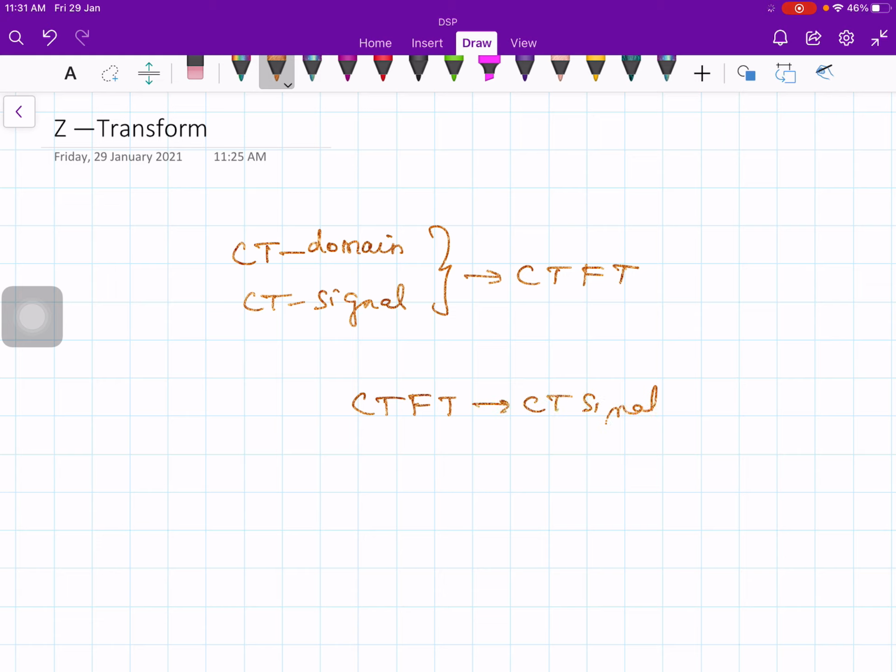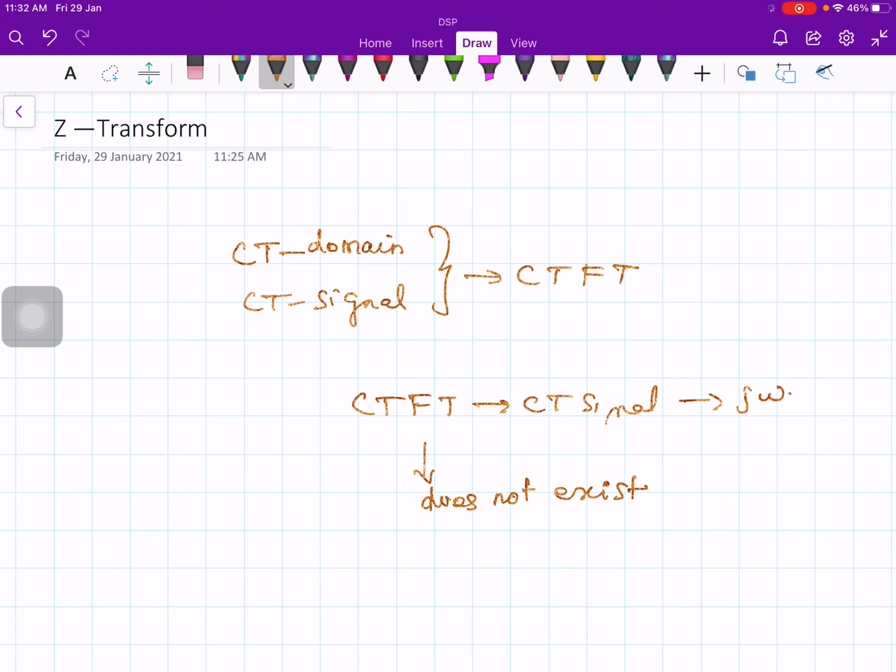is on the j omega axis, and there are signals for which the CTFT does not exist because the integration will not converge. So there are certain signals for which you cannot find a continuous time Fourier transform.